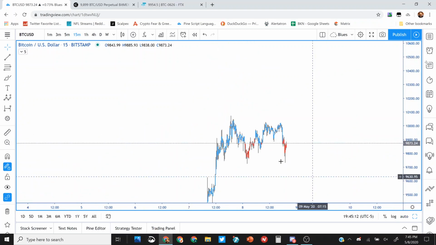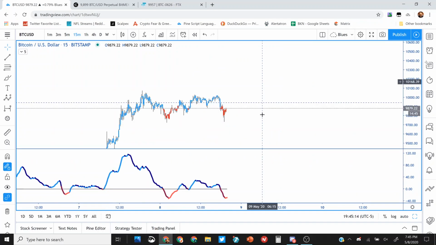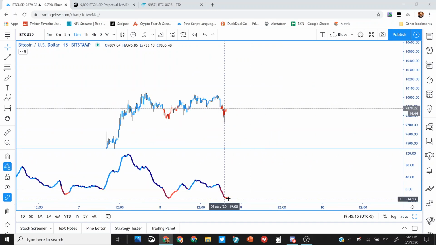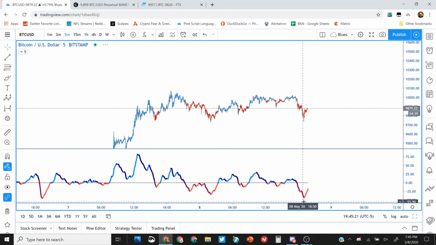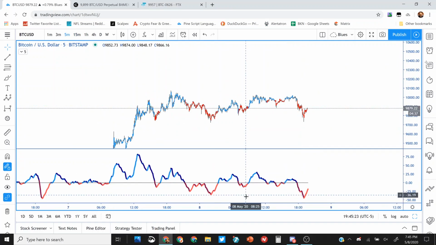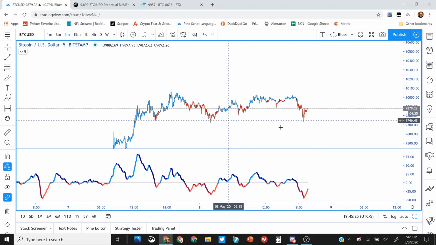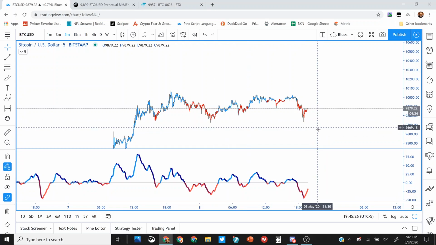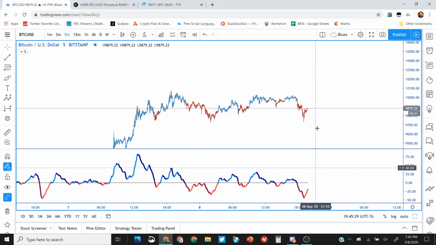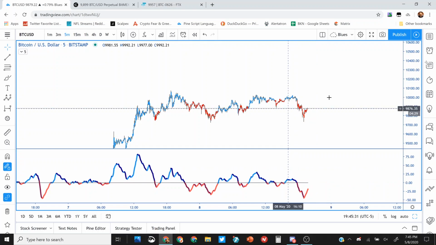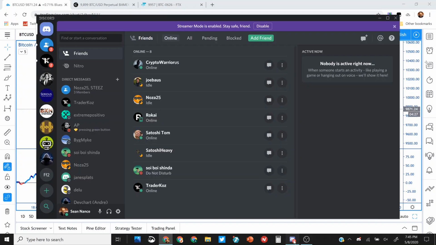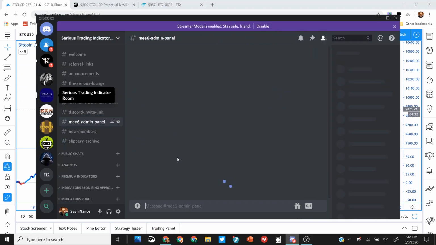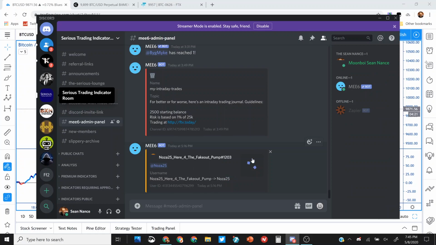It still looks solid right here. 15-minute hasn't flipped positive yet. 5-minute is getting close. We had hidden bullish on 5-minute. If 5-minute crosses positive, I'll probably add to my position. Let's go in here. And if 15-minute crosses positive, I will add to my position again.